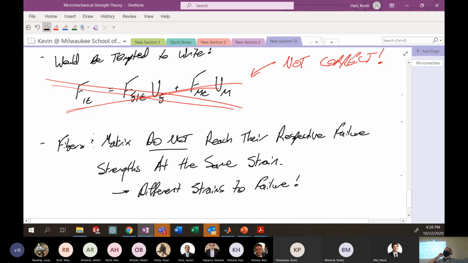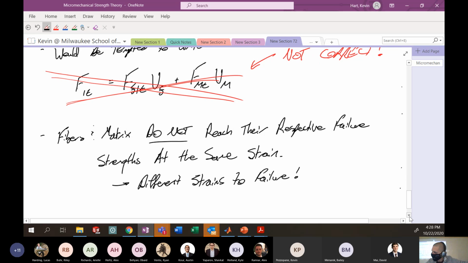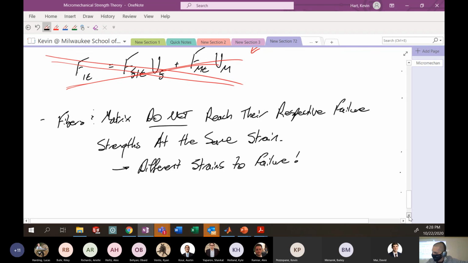Okay, I say this every year. It's not the sum of the strengths of the individual components in the one direction. But I promise you someone on their test will do it. It happens every time I teach the class. All right? This is not the right way. This is not the method. Okay? They have different strains to failure.